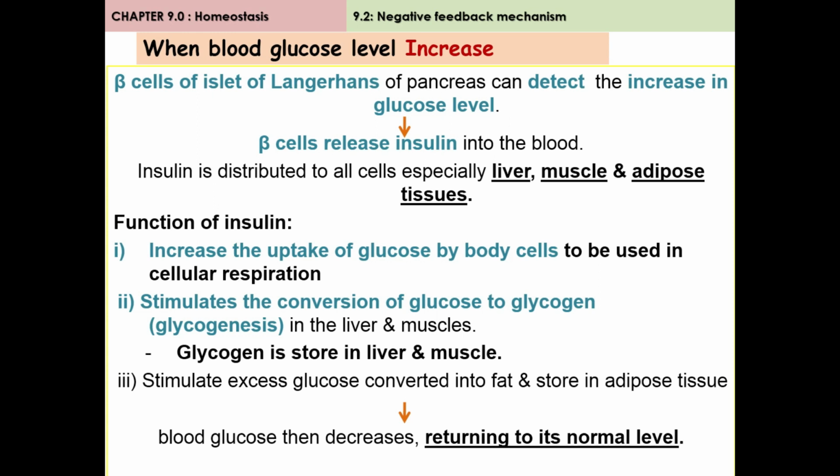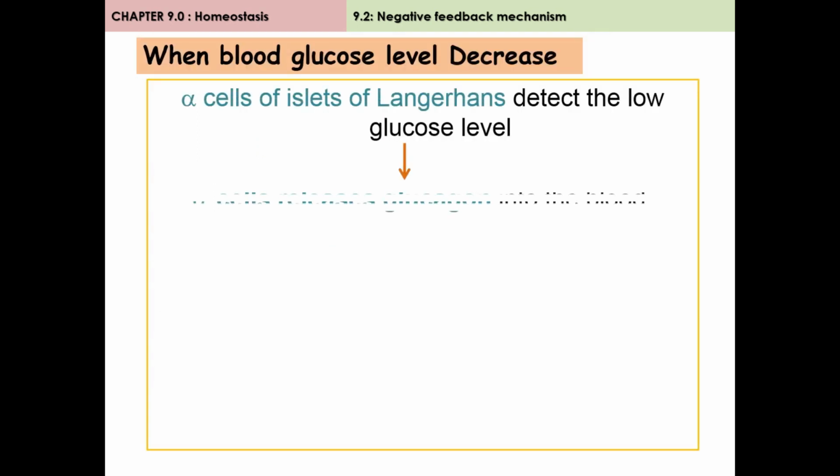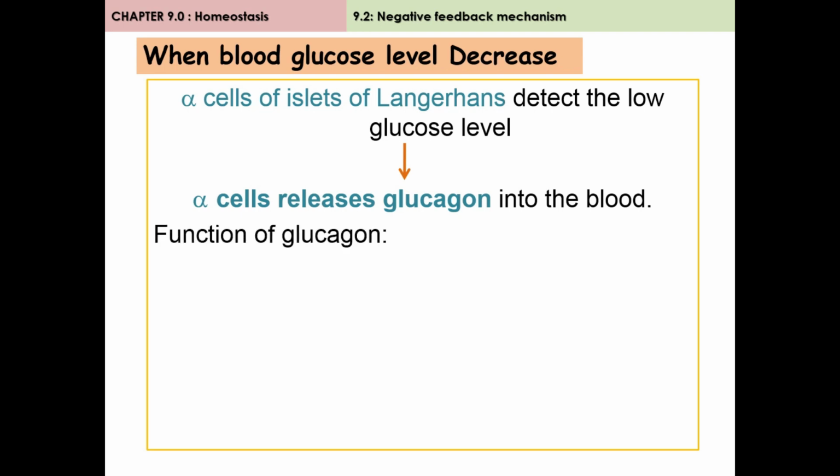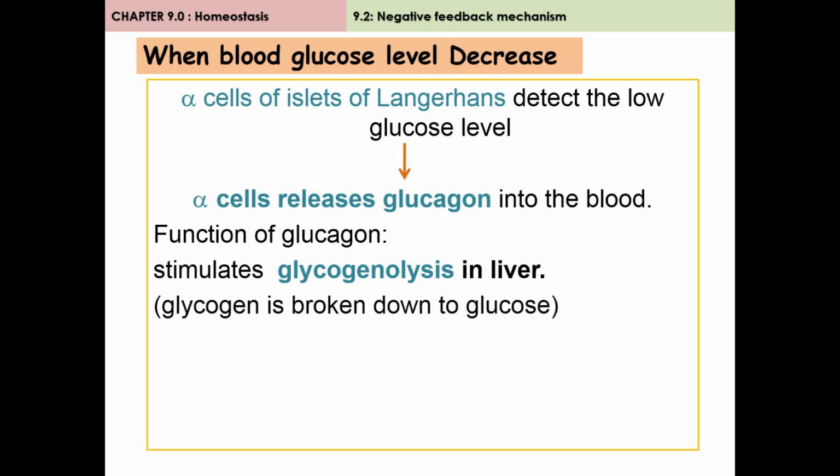Okay, when blood glucose level is decreased, what happens is the alpha cells of the islets of Langerhans of the pancreas detect the low blood glucose level. Alpha cells release glucagon into the blood, and the function of glucagon is to stimulate glycogenolysis, meaning that glycogen is converted to glucose. Glycogen is broken down into glucose.